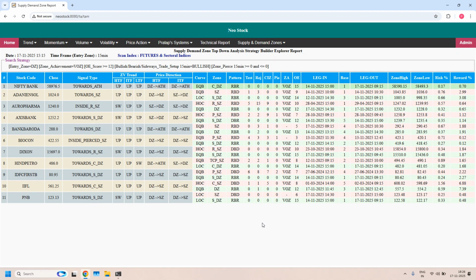Out of these 11 15 minutes demand zones, there could be some high probability trade setup 15 minutes demand zones available. We should identify them based on the 2 strategies that you learned in lesson 27. So let us apply. Let us generate both the reports step by step.